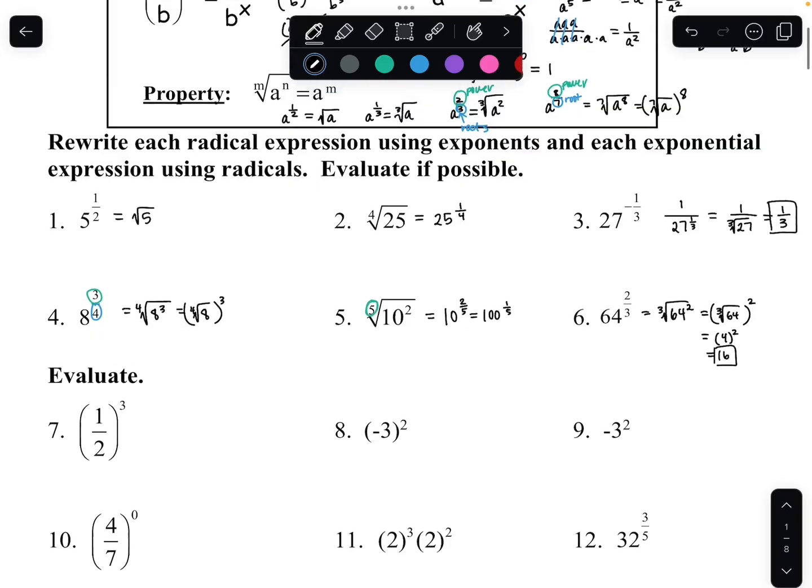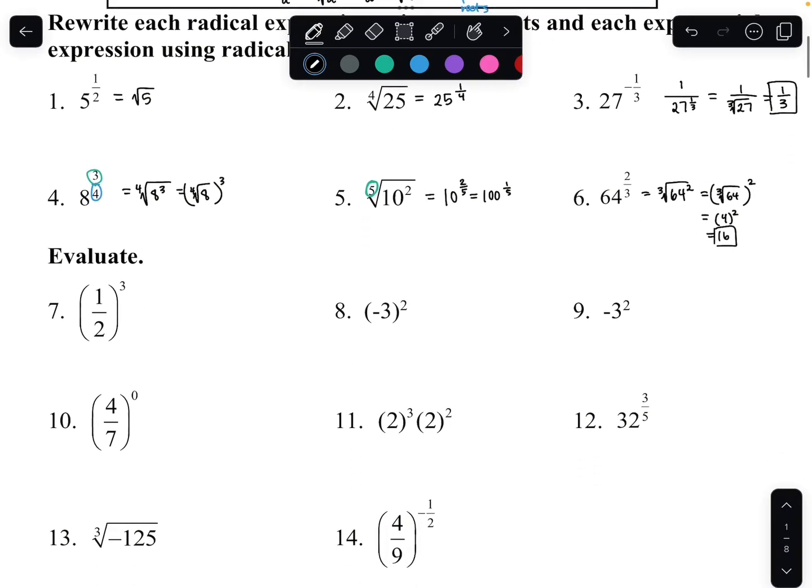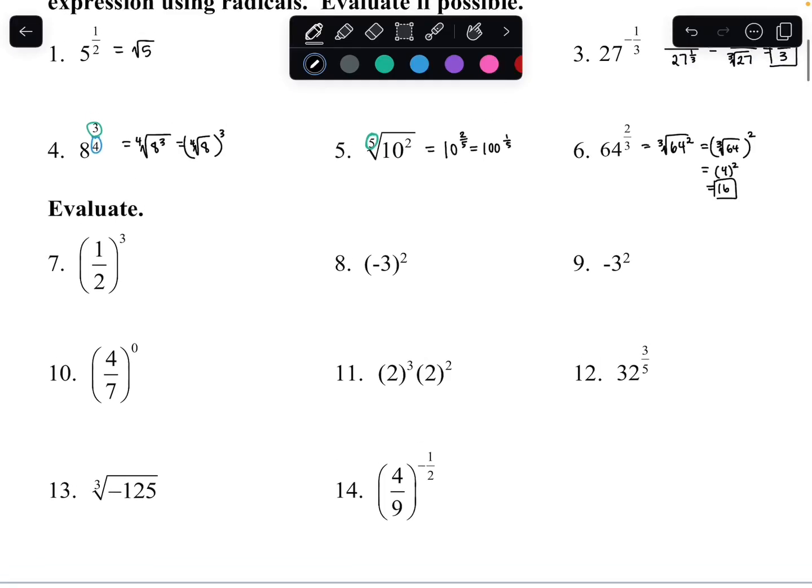Okay, and so eventually we're going to be solving equations with these rational exponents, and so we really want to be able to evaluate these numerical expressions without using a calculator. And so if you see 1/2 raised to the 1/3 power, we distribute that exponent to each, the numerator and the denominator. 1 cubed is just 1, 2 cubed is 8. So that would simplify to 1/8.